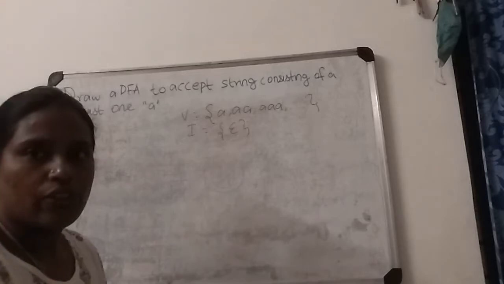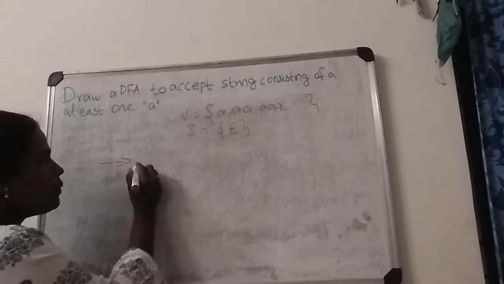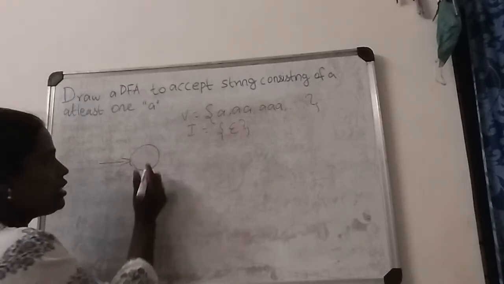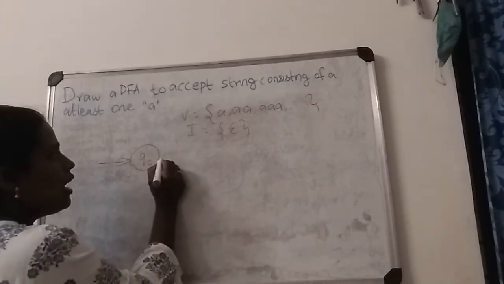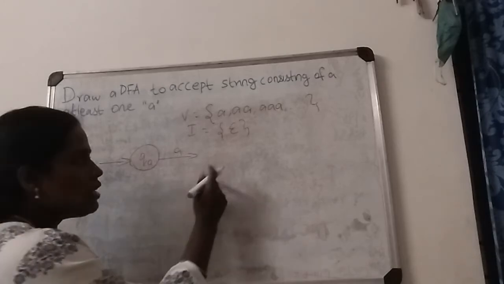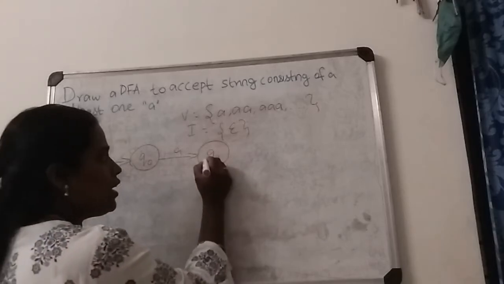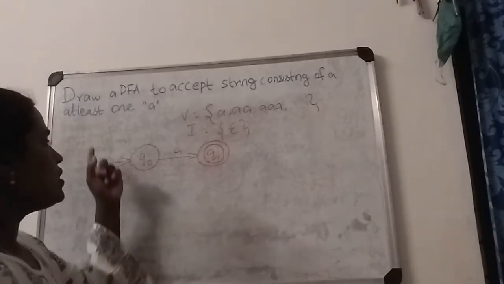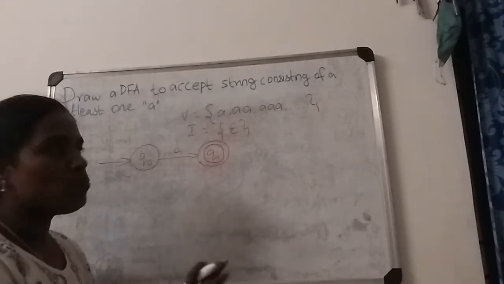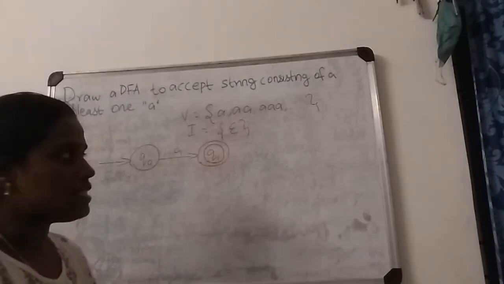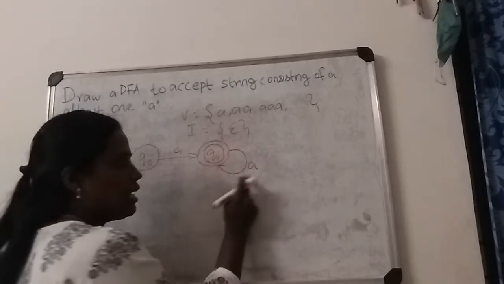Now we need to draw the DFA diagram, that is, the transition diagram. In the transition diagram, an arrow with a circle indicates the start state. I am naming the state Q0, and on accepting A it goes to another state, Q1. Q1 is the end of the string because the condition is at least one A. Once it reaches Q1, the condition is satisfied and it may have any number of A's, so I mark a loop on Q1 with repeated A's.